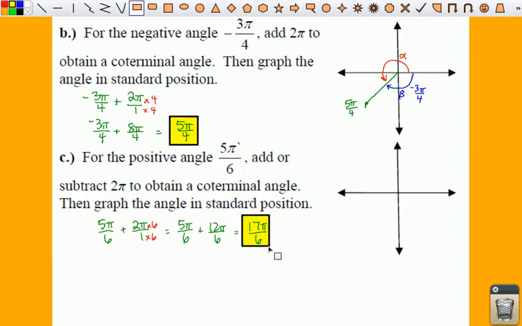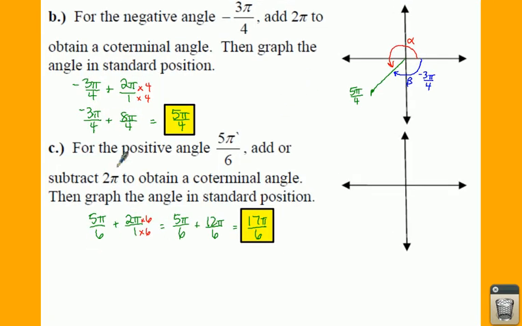Now you're not going to have just one answer unless it tells you to add or subtract, like it did in A and B, because there are so many coterminal angles. You could go around another time, add 2 pi, add another 2 pi, add another 2 pi, so you're adding 6 pi and 8 pi and 10 pi and on and on and on. So you can have multiple different coterminal angles.